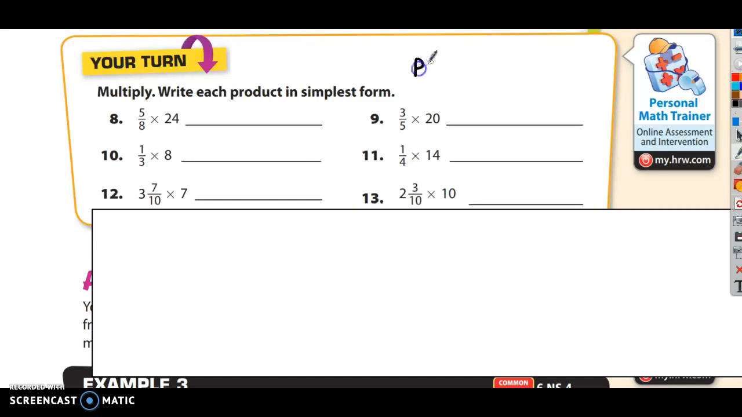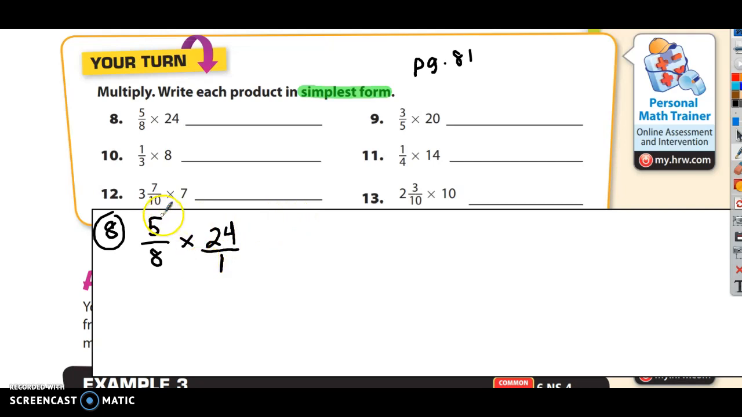Okay, so this is page 81. We're on the your turn, and we're going to multiply the fractions by whole numbers, and then we're going to write our answers in simplest form. All right, so number 8 is 5/8 times 24. And remember that in order to multiply a fraction by a whole number, we immediately take the whole number and we make it a fraction over 1. And now I could do 5 times 24, which is going to be kind of a large number, over 8.